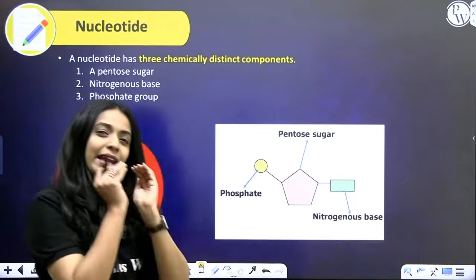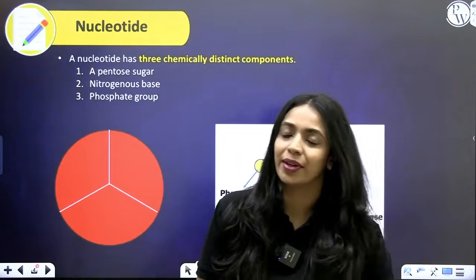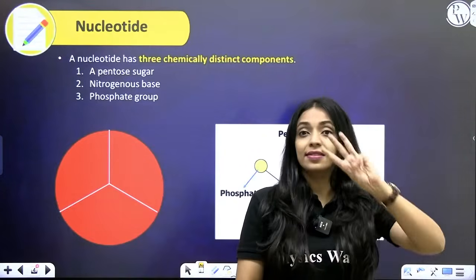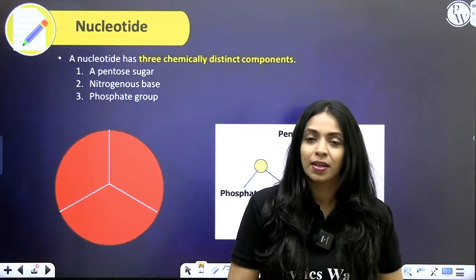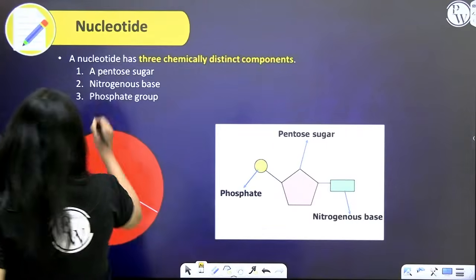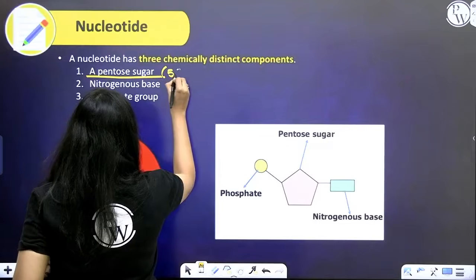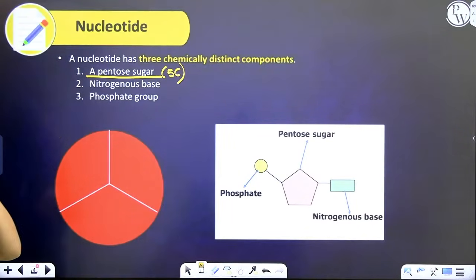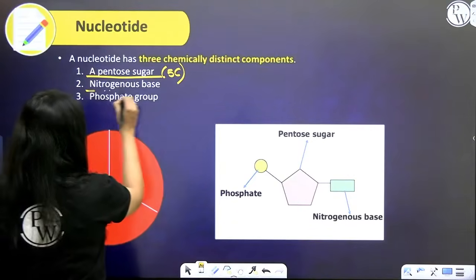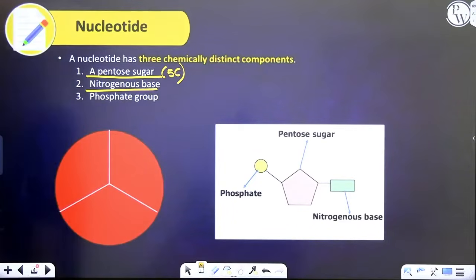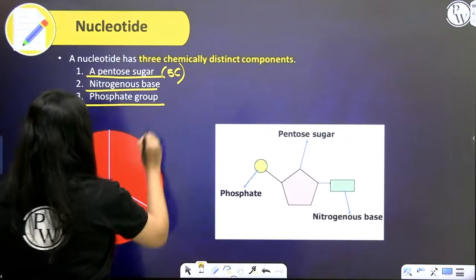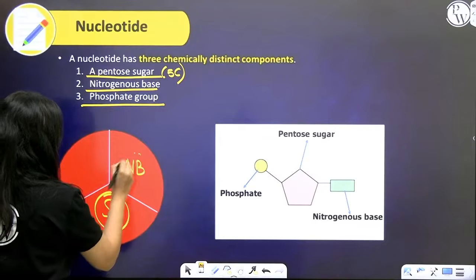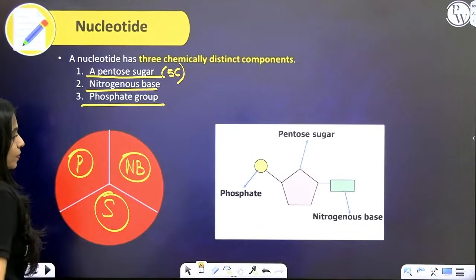Now, let's look at an individual monomer unit, which we call a nucleotide. If you think of it as a bead, each bead has 3 distinct components. The first component is a sugar, which has 5 carbons, so we call it a pentose sugar. I'm sure you know that penta relates to 5. The second component is a nitrogenous base. And the third component is a phosphate group. So you have a sugar, a nitrogenous base, and a phosphate.